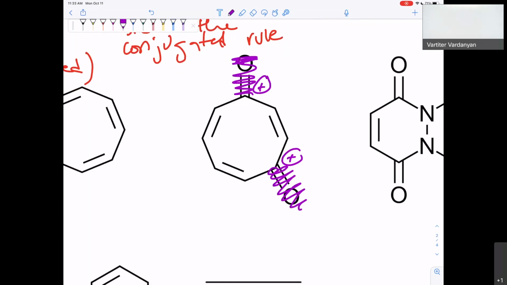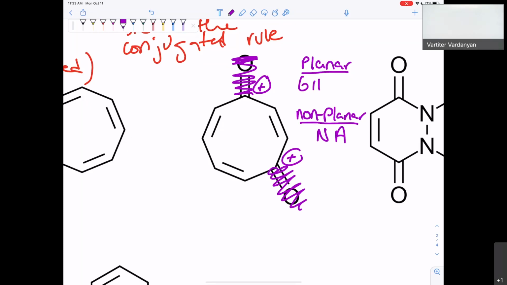So the way it's drawn, it's cyclic and fully conjugated, but we have to figure out whether or not it's planar. If it's planar, we have to count the electrons. If it's non-planar, it automatically becomes what? Non-aromatic. Cool. So count up the electrons for me, please. 6. Awesome. So we have 6 pi electrons, which would make it aromatic.